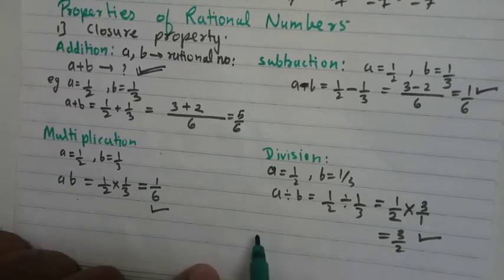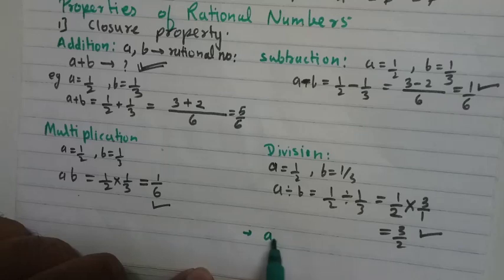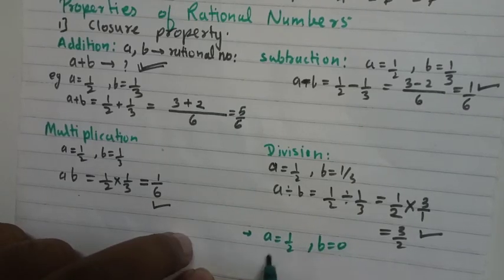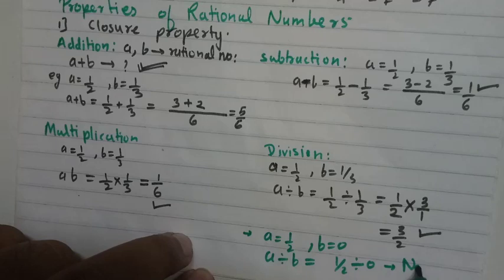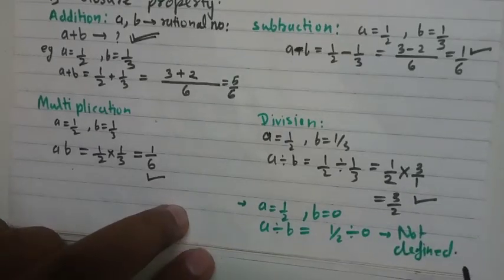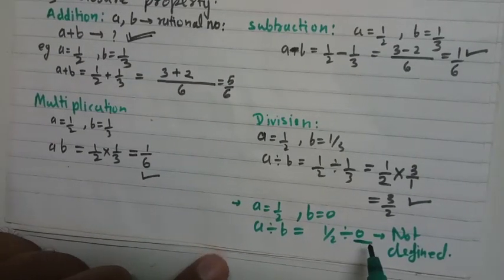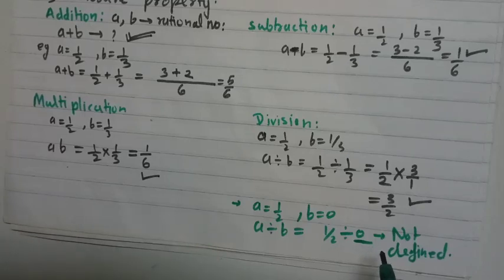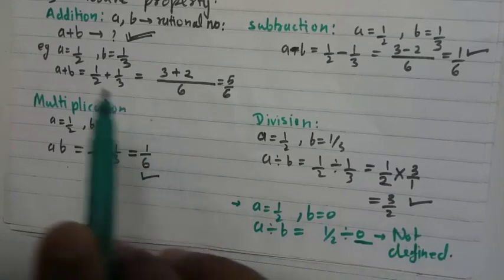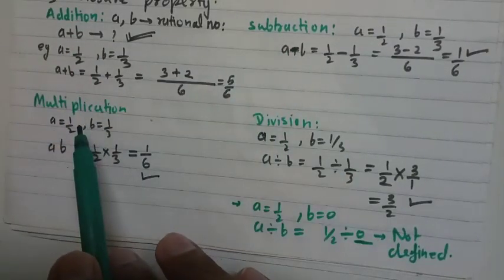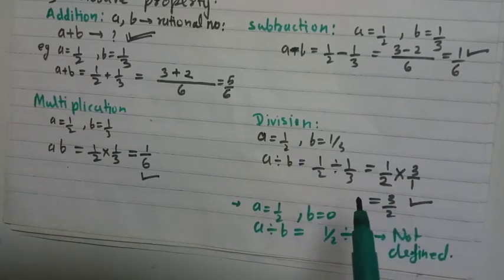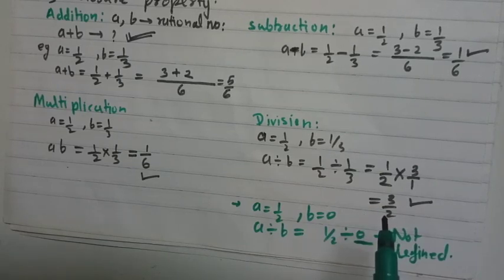Why is it so? Because if I take a as 1/2, no issue. If I take b equal to 0, then a divided by b implies 1/2 divided by 0, which is not defined, because the denominator comes out to be 0. Whenever the denominator is 0 for any number, that is not defined. So it means rational numbers are closed under addition, subtraction and multiplication. It is closed under division, but only for non-zero rational numbers. If you take the denominator as 0, which is also a rational number, then it is not true. Okay, so hope you have understood.